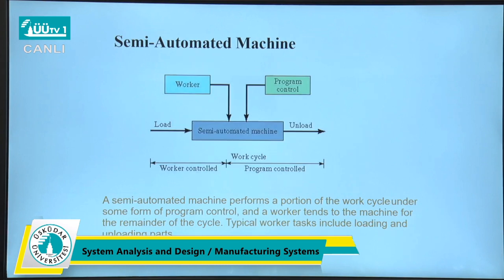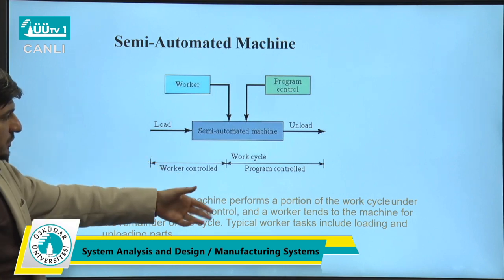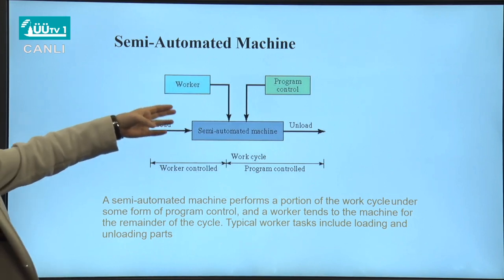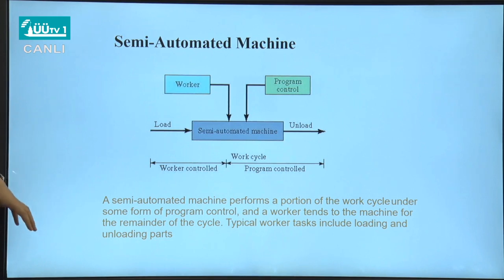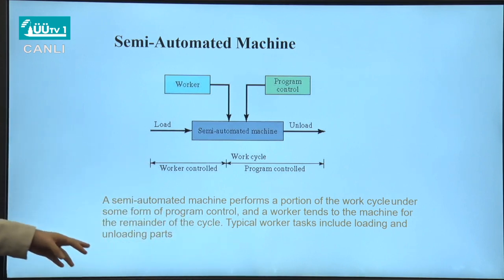And how about the semi-automated machine? As you can see, the work cycle is carried out by the worker and the program itself. So the worker and the program control are taking place for the machine to complete the process. Most of the time, the typical worker tasks include loading and unloading parts, and the rest of the tasks are carried out by the machine and the program itself.